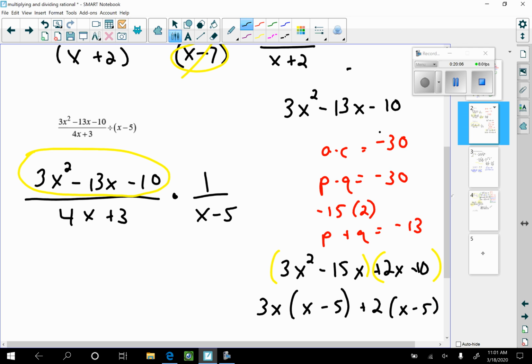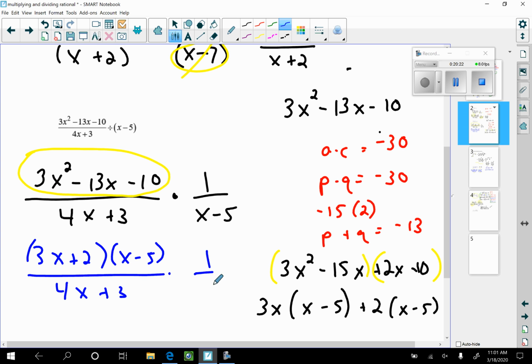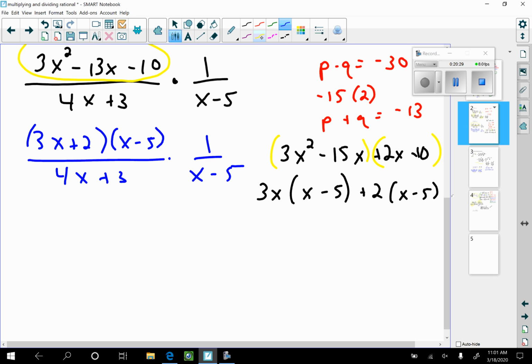So I'm going to write this as 3x plus 2 times x minus 5 over 4x plus 3, times 1 over x minus 5. And now I'm going to cancel some stuff here. I'm going to cancel this. And what do I have left? I have 3x plus 2 over 4x plus 3.